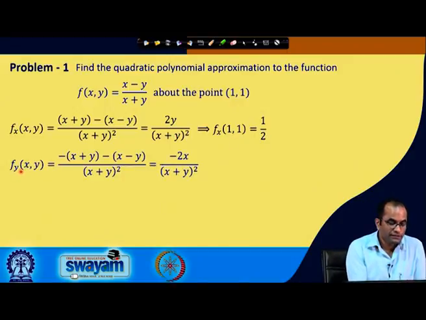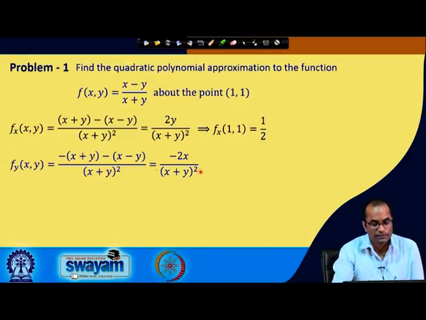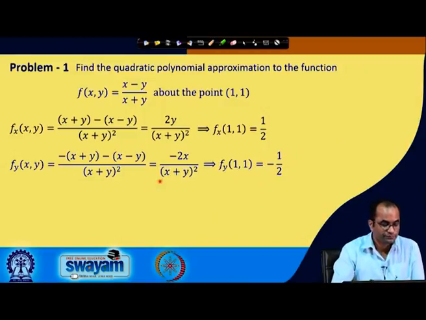Then the partial derivative similarly with respect to y. Again we will get here minus 2x over (x plus y) square, and we can compute this at the point (1, 1), which will give us minus half.